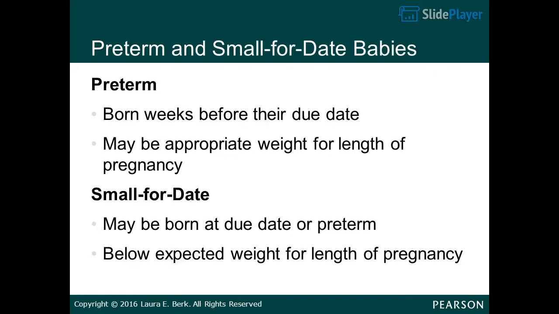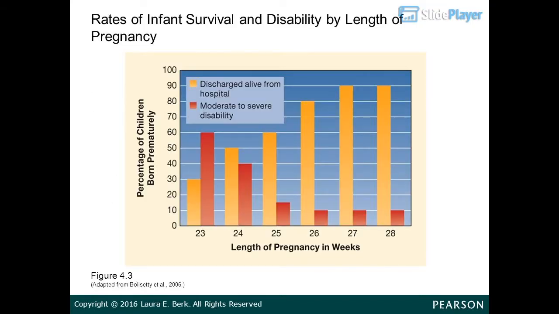Preterm and small for date babies. Preterm babies are born weeks before their due date, and may be appropriate weight for length of pregnancy. Small for date babies may be born at due date or preterm, below expected weight for length of pregnancy. Rates of infant survival and disability by length of pregnancy. Figure 4.3, Rates of infant survival and child disabilities by length of pregnancy. Adapted from Bellizetti et al., 2006.